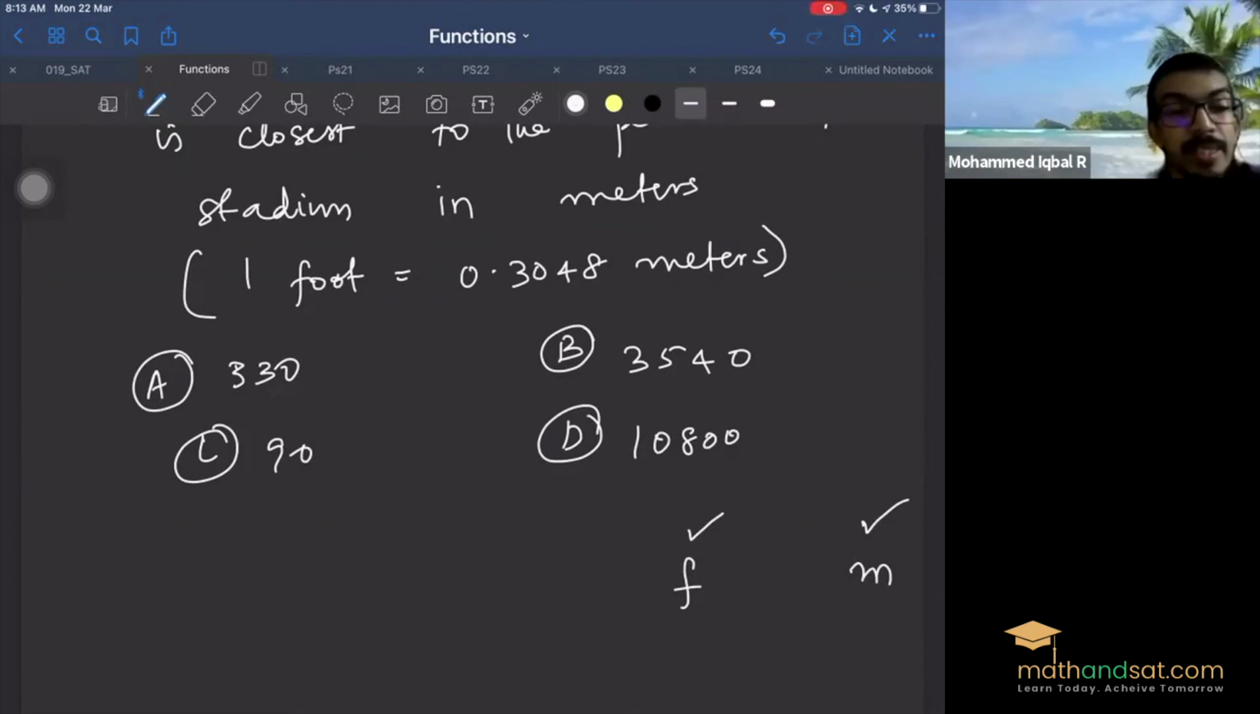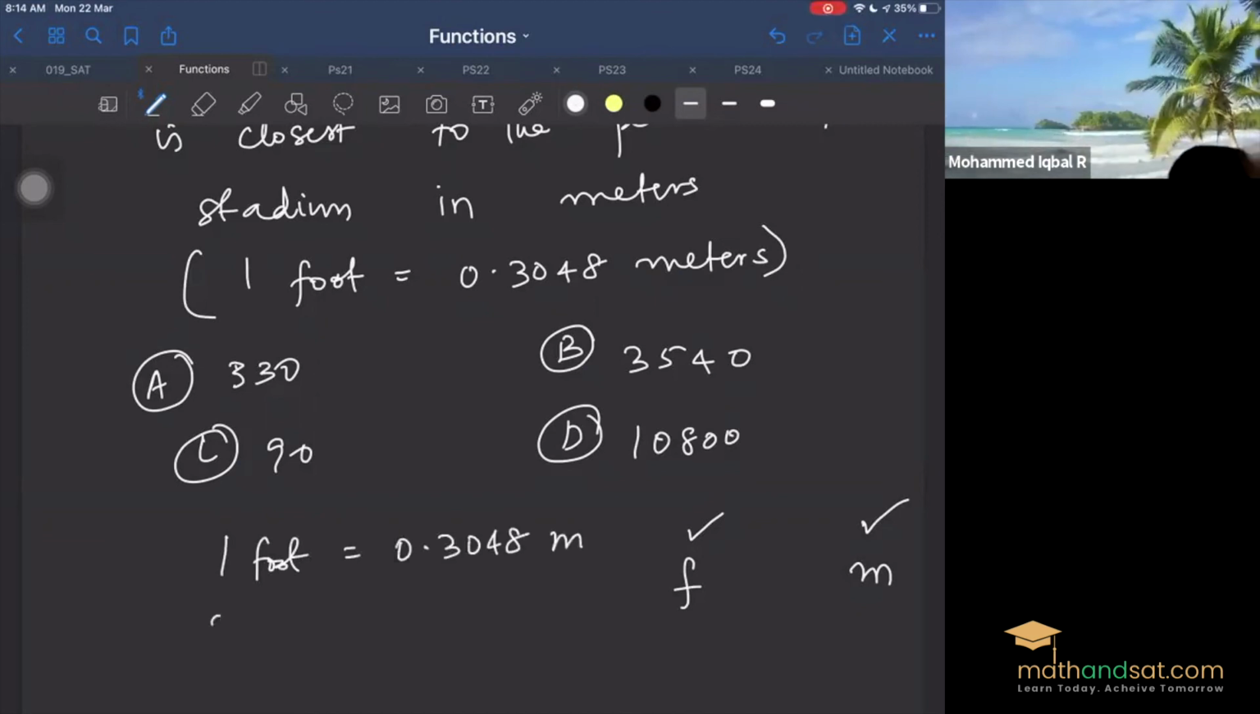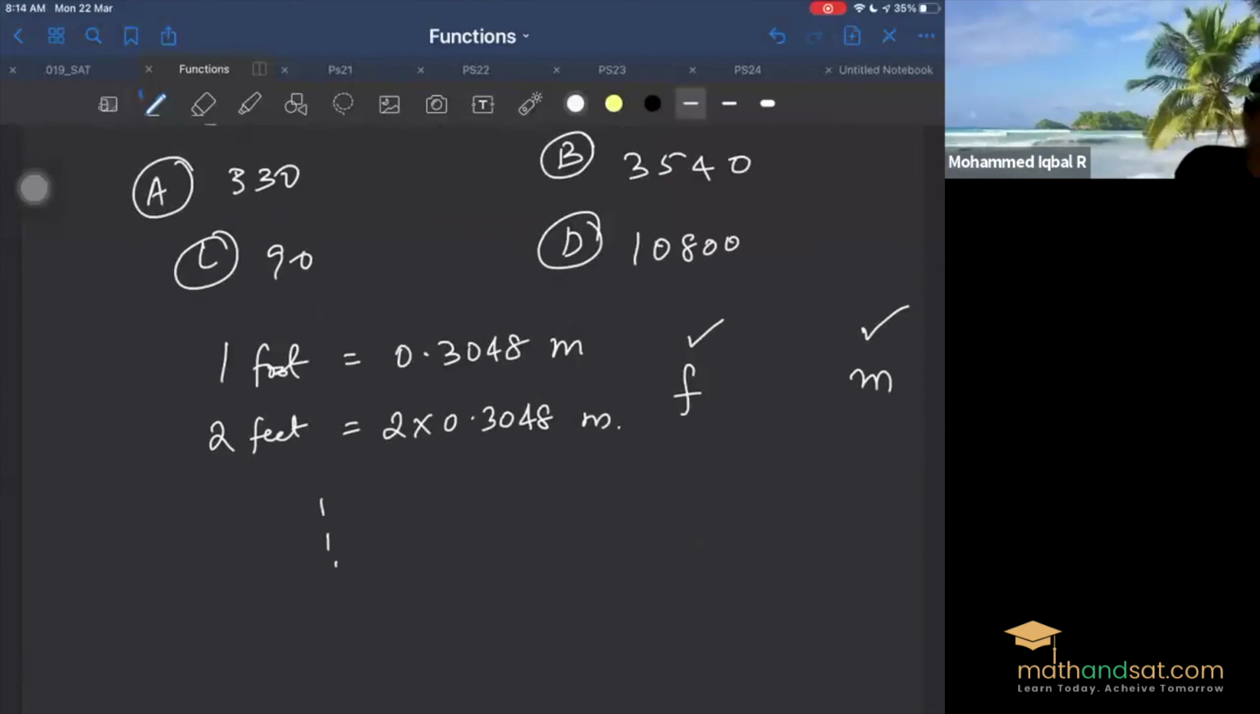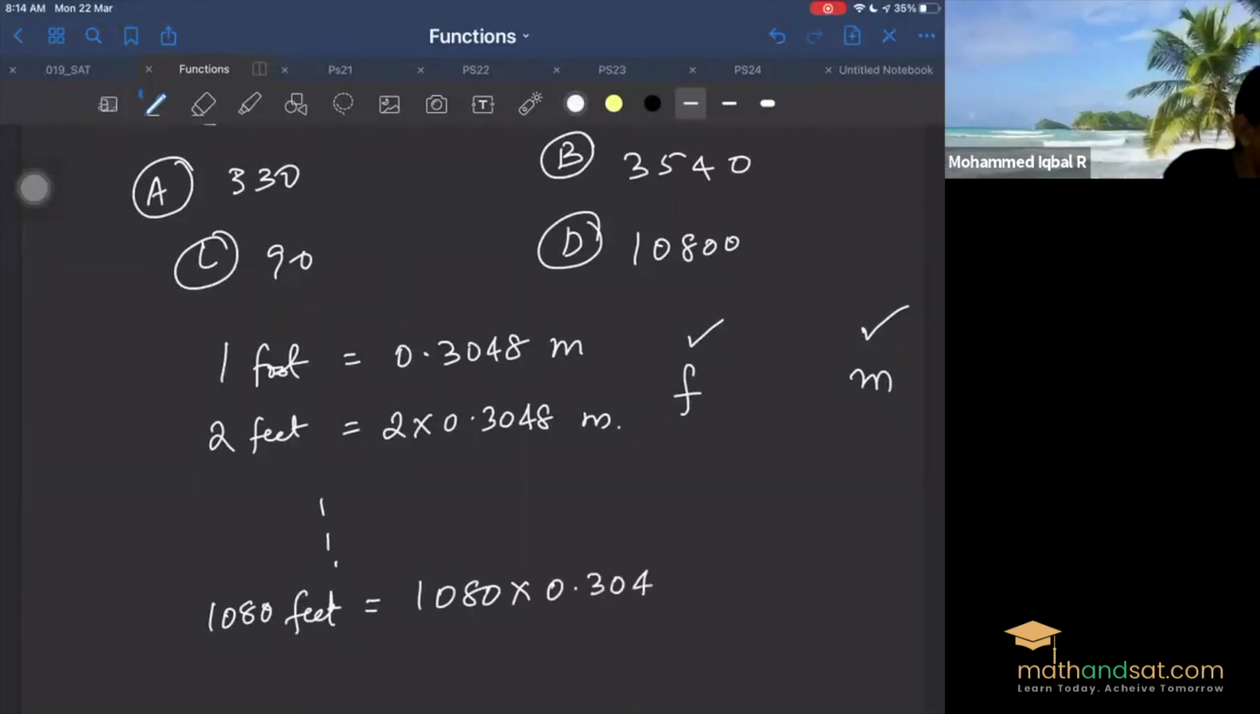So there will be a lot of questions that can be framed from linear functions, which can be framed as real world situations, word problems. Please listen carefully. Here, 1 foot is 0.3048 meters. So 2 feet is 2 times 0.3048 meters. Thinking along the same lines, if I have 1080 feet, this is going to be 1080 times 0.3048 meters.